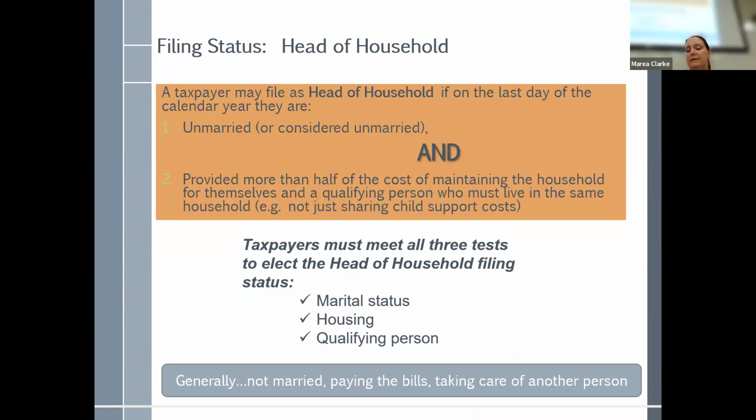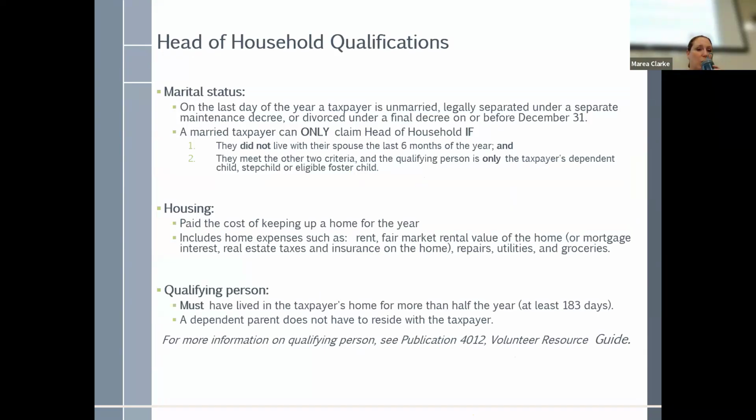So there are three tests here. They have to be unmarried or considered unmarried. They have to pay more than half of the cost of their home. And they have to have a qualifying person that they're supporting. So if you are essentially on your own taking care of a child, then you get the special head of household status, which gives you a more advantageous tax rate and a higher standard deduction.